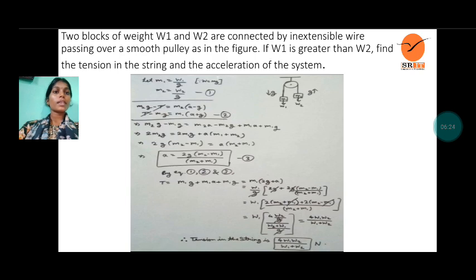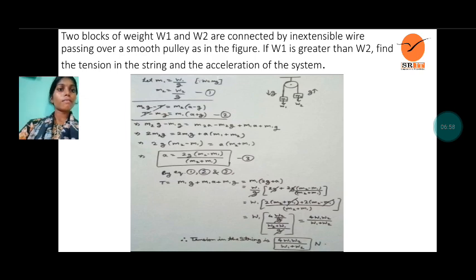Two blocks of weight W1 and W2 are connected by a flexible wire passing over a smooth pulley as in the figure. If W1 is greater than W2, find the tension in the string and the acceleration of the system. Let M1 is equal to W1 by g, M2 is equal to W2 by g, where W is equal to Mg.